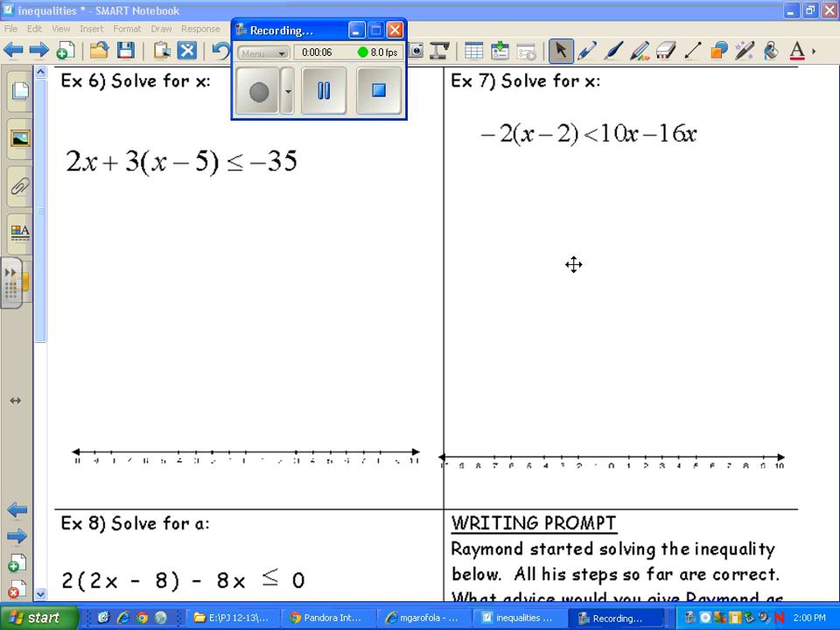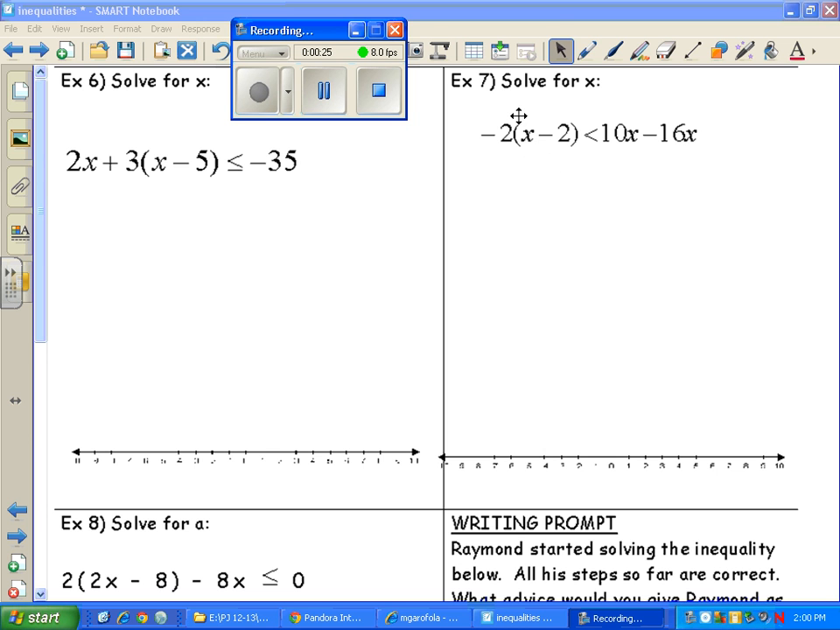In today's episode, I'll be solving a couple of inequalities from your notes packet that we didn't get to in class. We're going to start with example 7. In this problem, we're given negative 2 times (x minus 2) is less than 10x minus 16x.